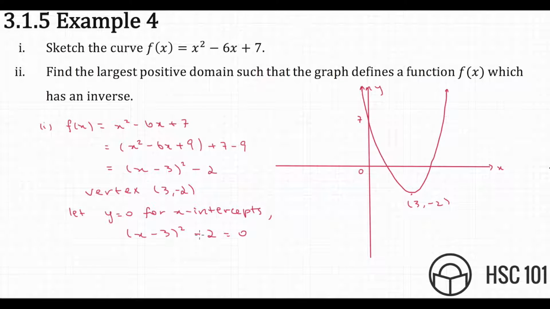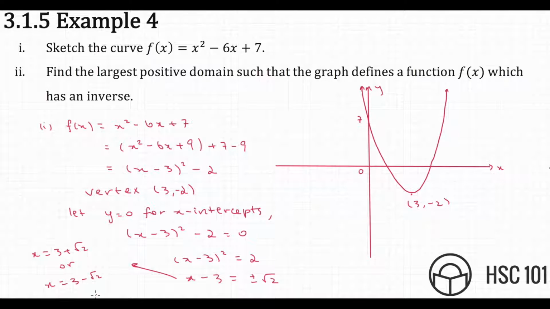Move the 2 to the other side. So we've got (x minus 3) squared equals 2. If I take the root of both sides, I get x minus 3 equals plus or minus root 2. So the x-intercepts are either 3 plus root 2 or 3 minus root 2. We can verify using the calculator that both of these are positive values. The larger one is 3 plus root 2, and the smaller one is 3 minus root 2. So that's what we have for the sketch of part 1.